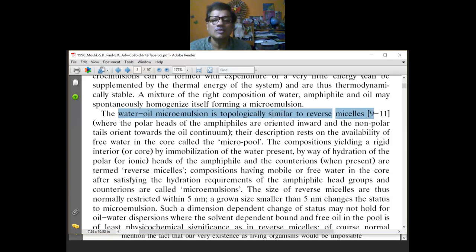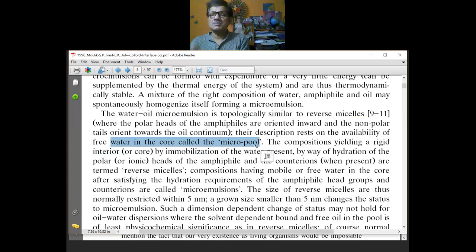The water of the core is called the micropool. These are some new terms you need to know. Now, the water molecules in the immediate vicinity, in the reverse micelle, those water molecules are required to hydrate the surfactant head groups. So they are the most rigidly bound water molecules inside the reverse micelle.